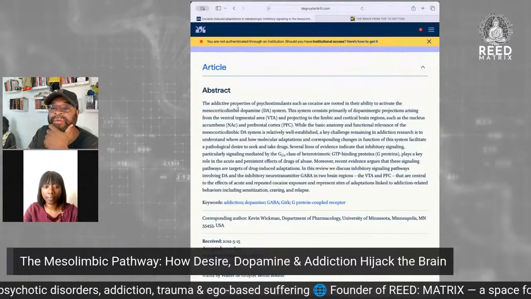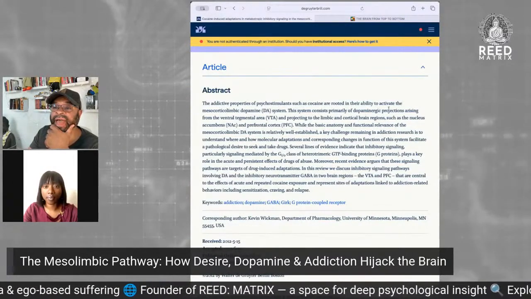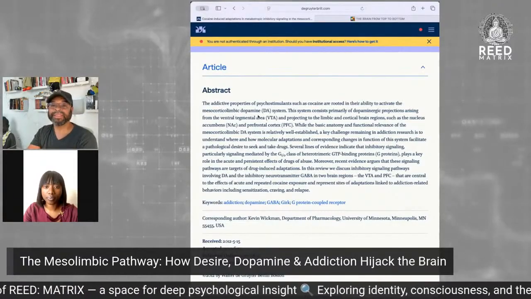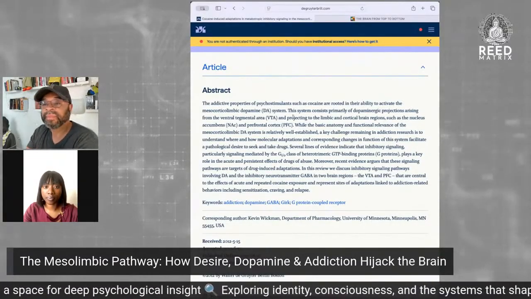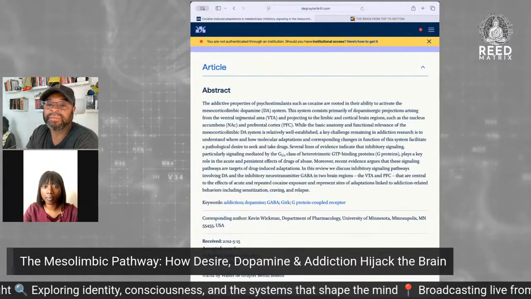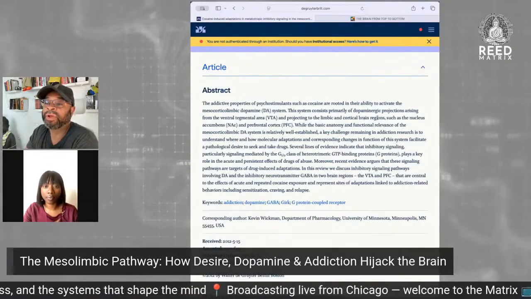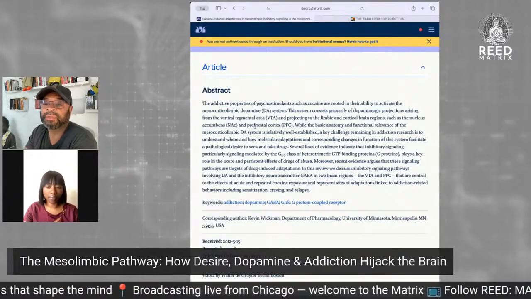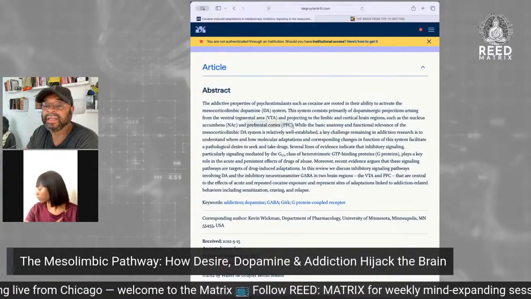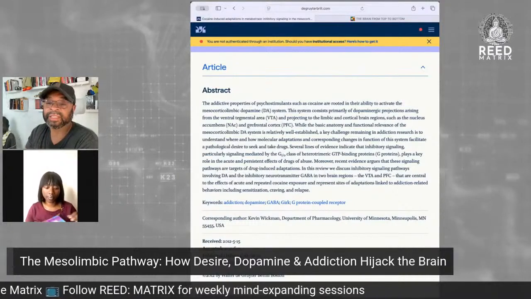Okay, the addictive properties of psychostimulants such as cocaine are rooted in their ability to activate the mesocortical limbic dopamine system. This system consists primarily of dopaminergic projections rising from the VTA and projecting to the limbic and cortical brain regions, such as the nucleus accumbens and the prefrontal cortex. We talk about the prefrontal cortex a lot here.